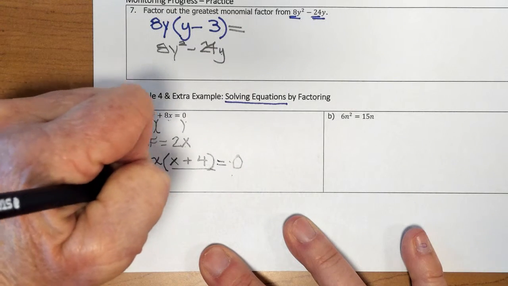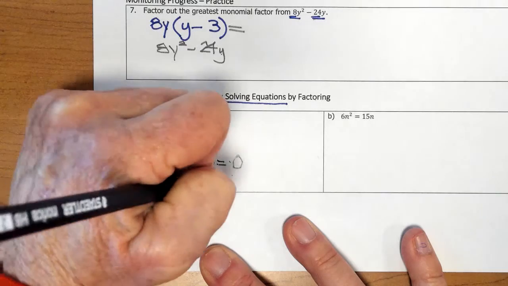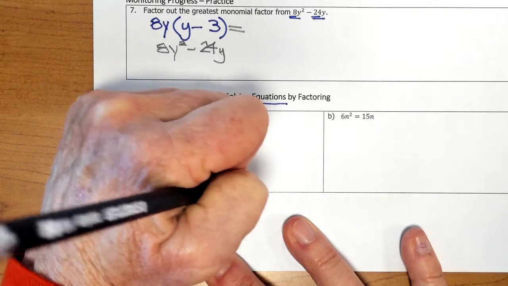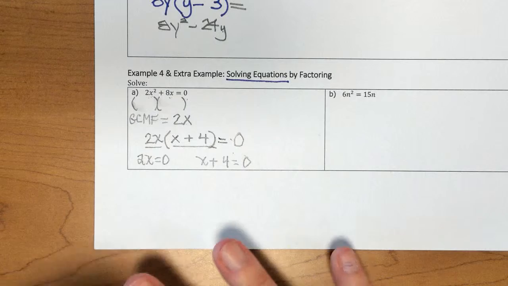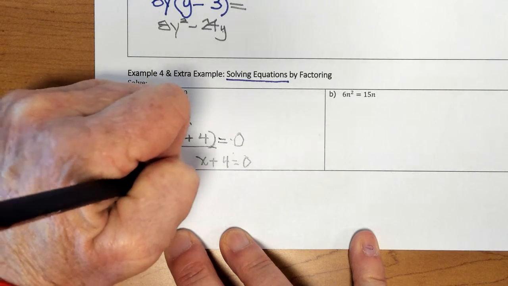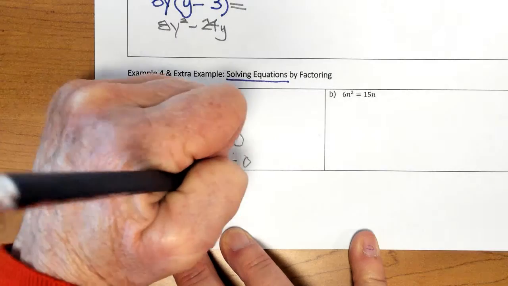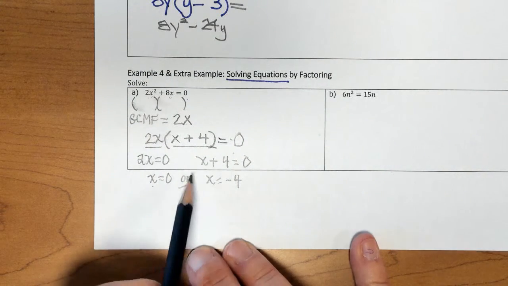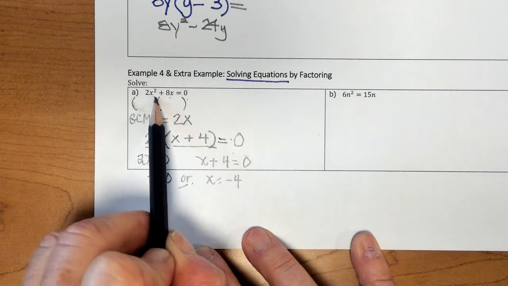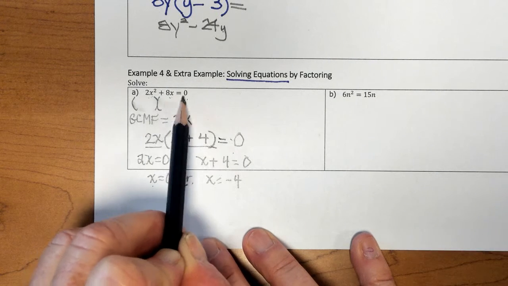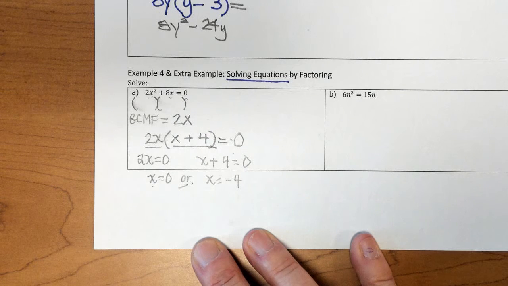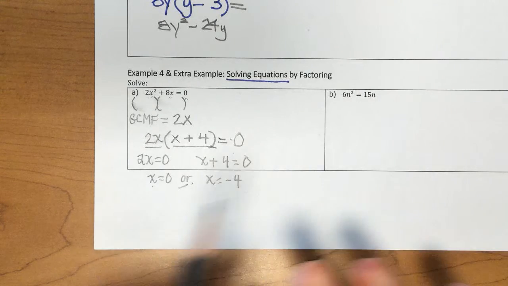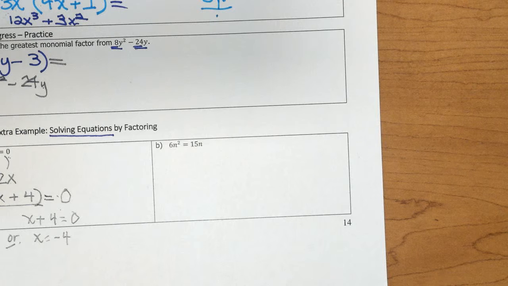So I know that 2x is equal to 0, and x plus 4 is equal to 0. I'm going to continue to solve, and I find that x is equal to 0, or x can be equal to negative 4. Both solutions for x will work up here and make it equal to 0. Okay? So now what do we do? Well, we continue our work in B.